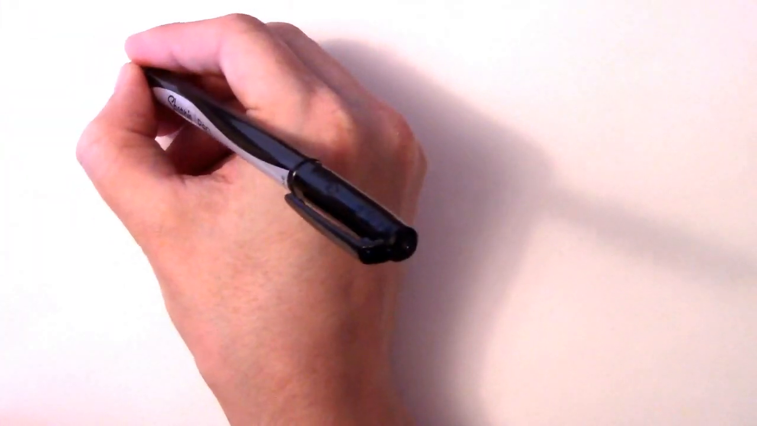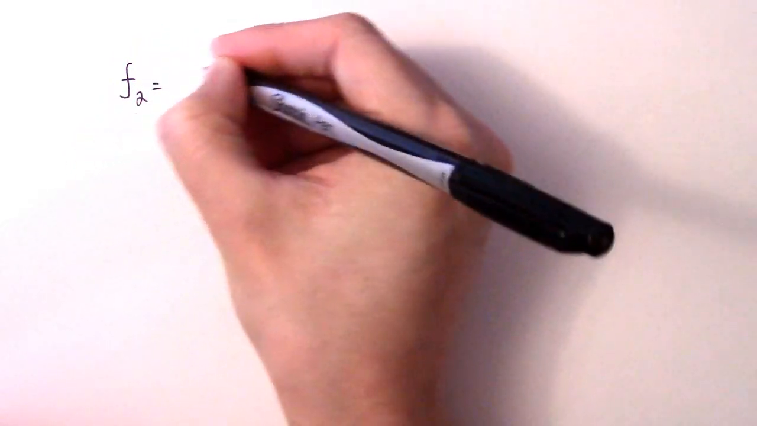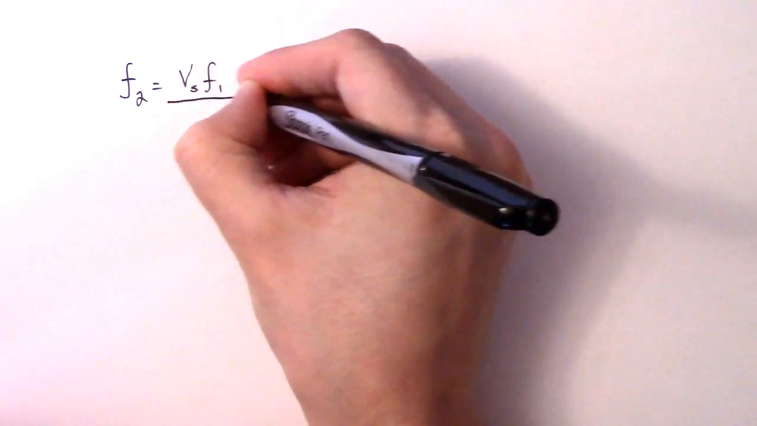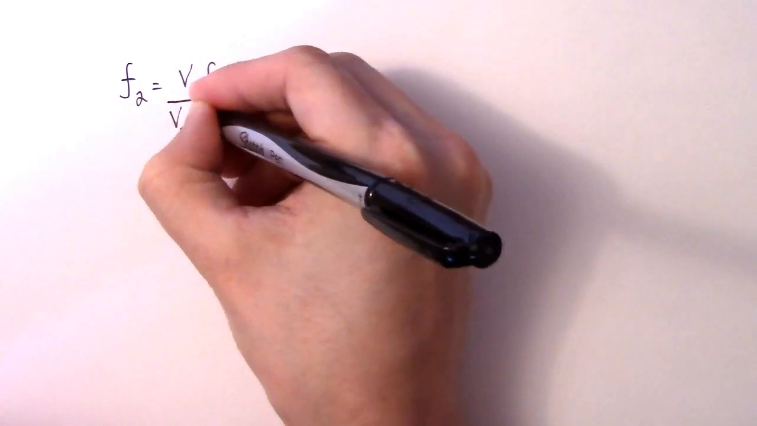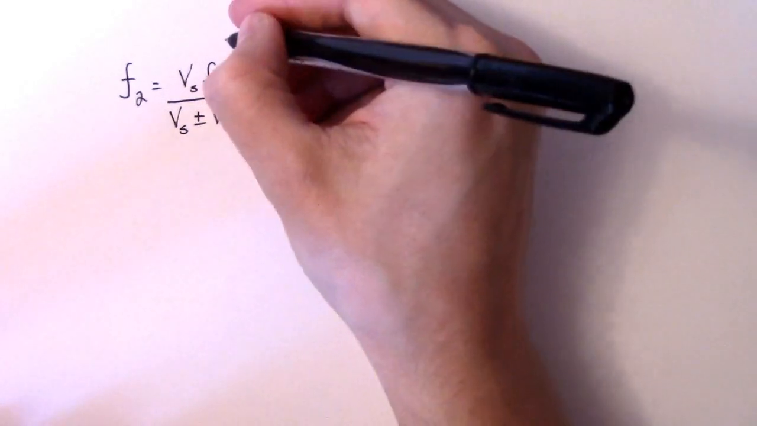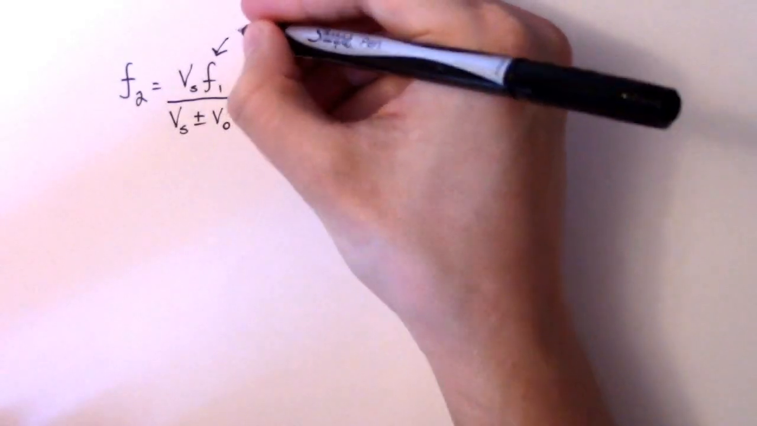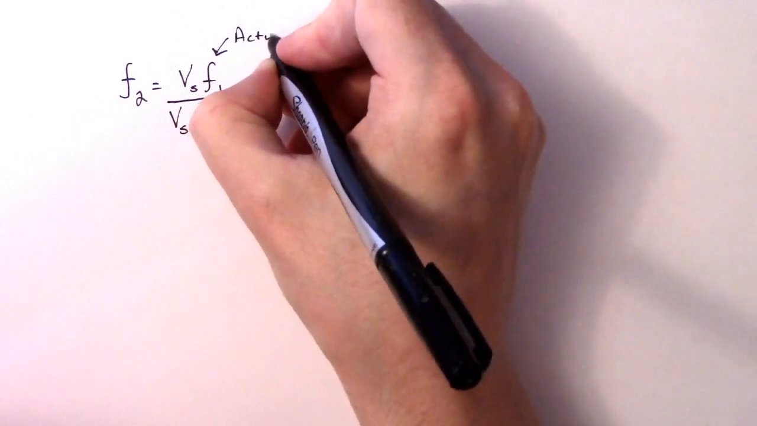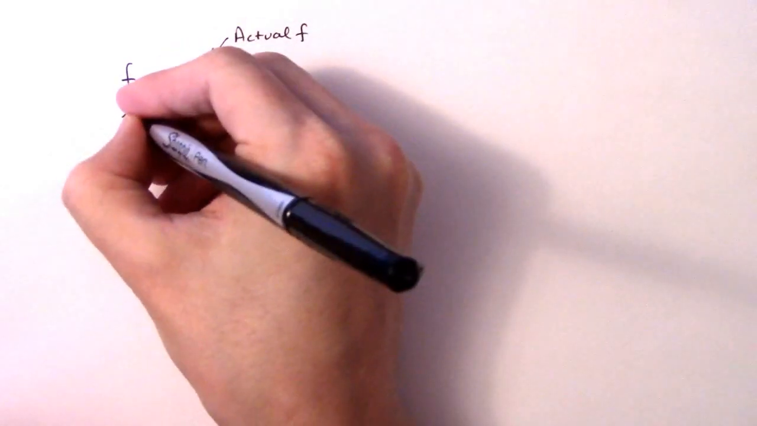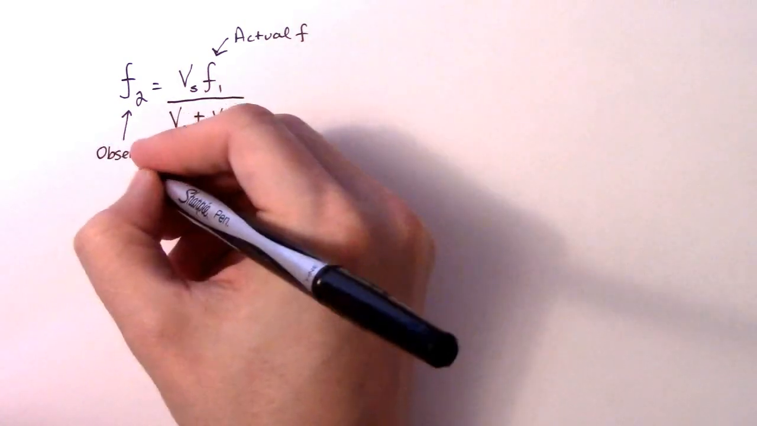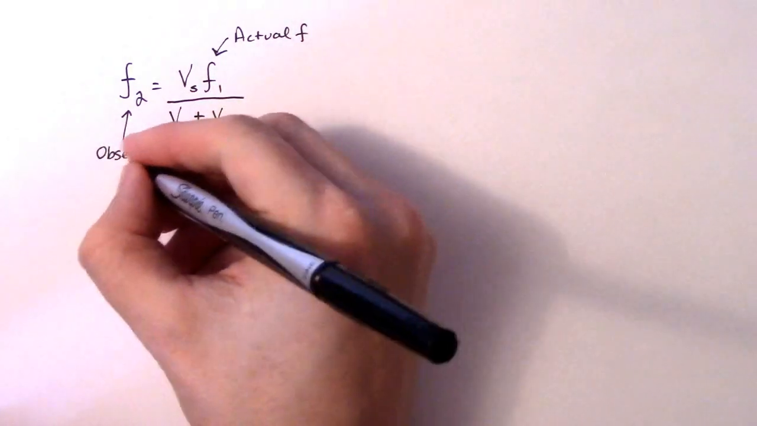Mathematically what that looks like is this. I like to use F2 is equal to the speed of sound times F1 divided by the speed of sound plus or minus the speed of the object. So this would be the baby scream, the actual frequency. This would be the observed frequency, so that's what the listener hears. That's what the person standing next to the screaming baby hears.